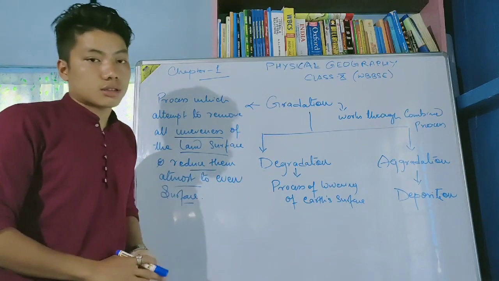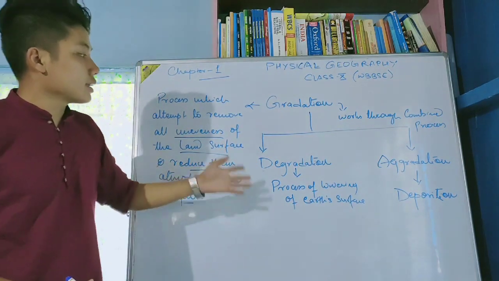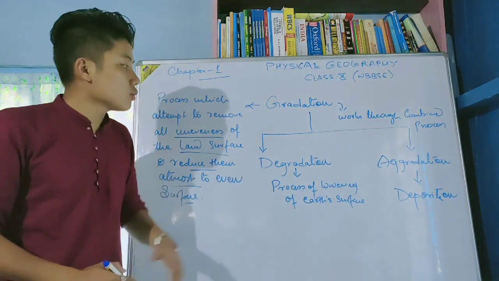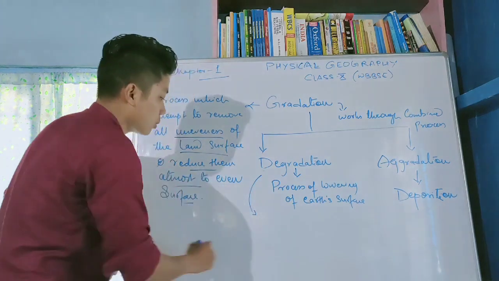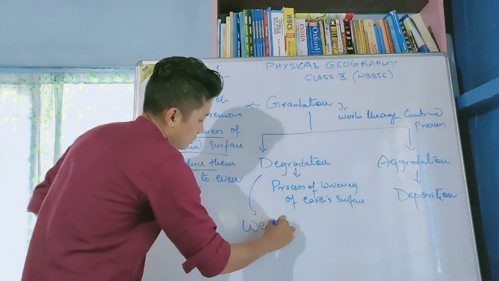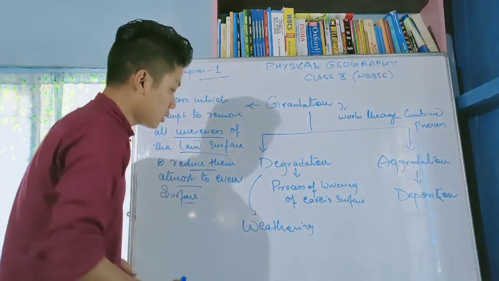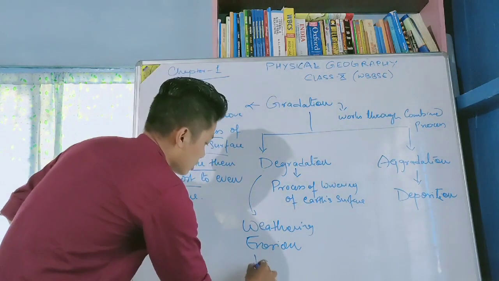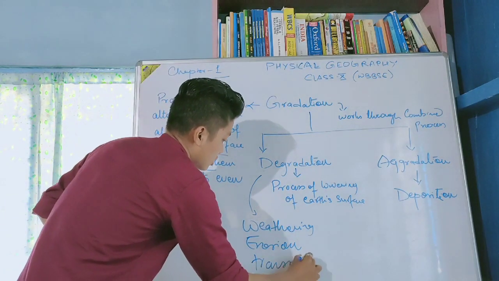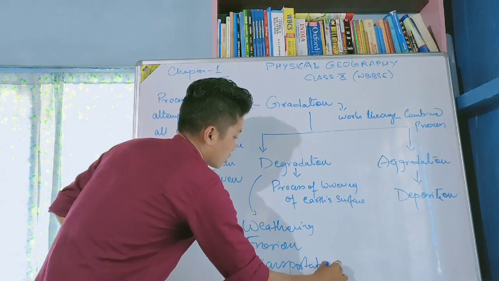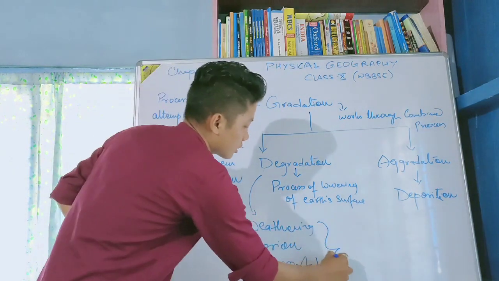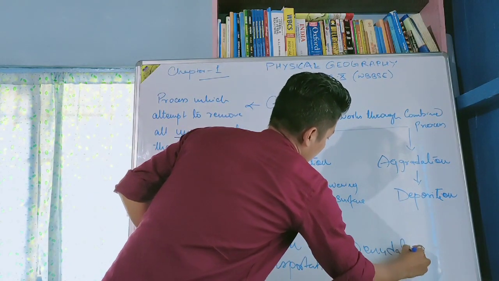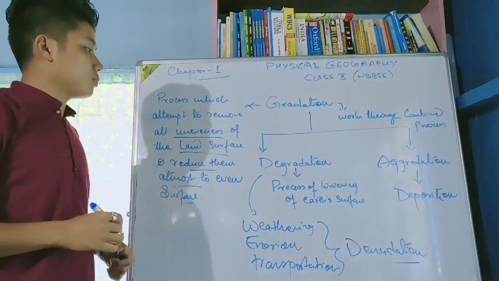So first let's discuss what is degradation. Degradation is a process of lowering of the earth surface. That means it is done through basically three processes. Number one is weathering, number two is erosion, and the last is transportation. All this combined process is called denudation. I hope you understood this one.